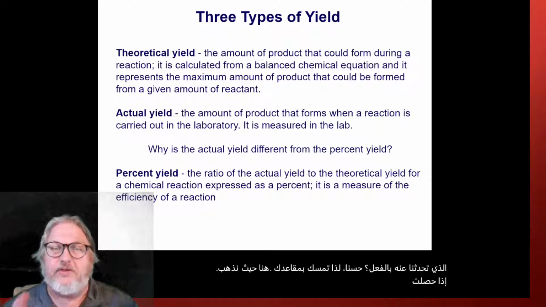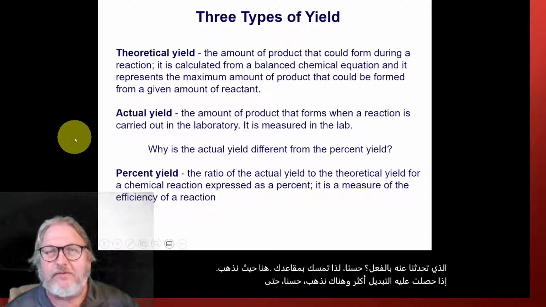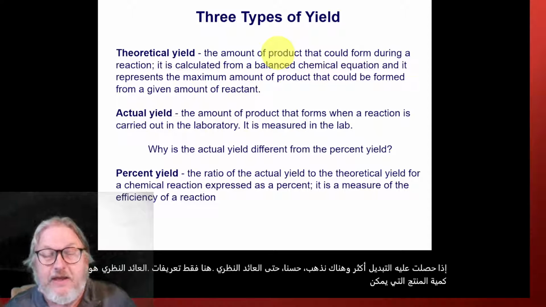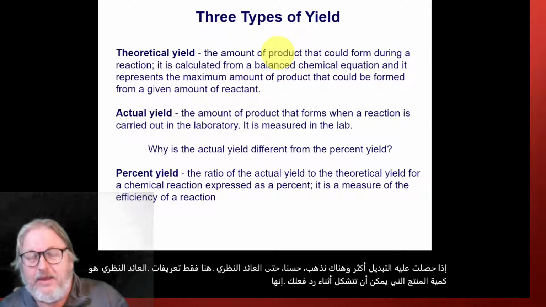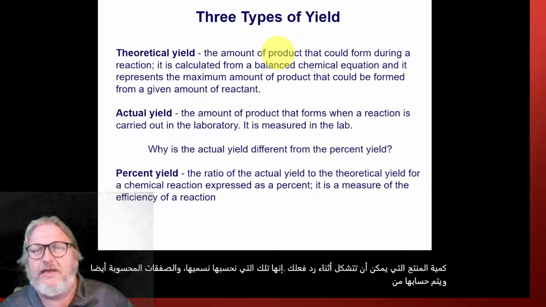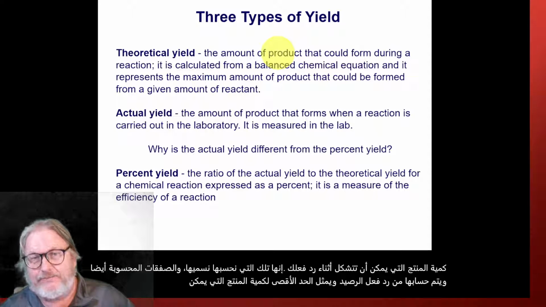All right, so theoretical yield, here are just definitions. Theoretical yield is the amount of product that could form during a reaction. It's the one that we calculate. We can call it calculated yield too. It's calculated from the balanced reaction, and it represents the maximum amount of product that we could form from a given amount of the reactant.